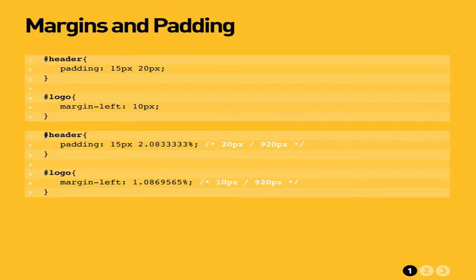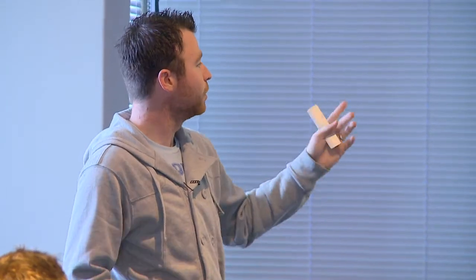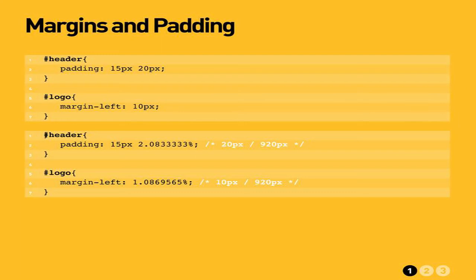You can move on to margins and padding. So say we had a little bit of padding around the header and we had a logo that we pushed in 10 pixels. Once again, 20 divided by 920. The top and the bottom margins, we left at 15 pixels. That's something you can tweak later on as you design for the different devices, because that's just top and bottom. Whereas left and right, when you're scaling in and out, needs to be flexible. So once again, 20 divided by 920 is your context.